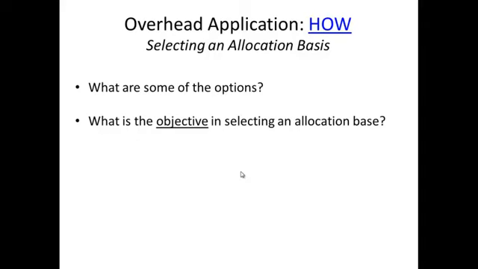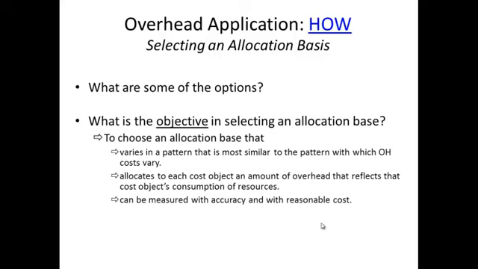In thinking about this and trying to make a choice of what you're going to use as the allocation base, we want to think about what the objective is of selecting an allocation base. What we really want is to be allocating overhead to a product in a manner that reflects that product's consumption of those overhead resources. So we want the allocation base to vary in a pattern that is most similar to the pattern with which overhead costs vary. So for example, if direct labor hours is closely correlated with the consumption of the overhead resources, then that would make direct labor hours a good candidate for being used as the allocation base.